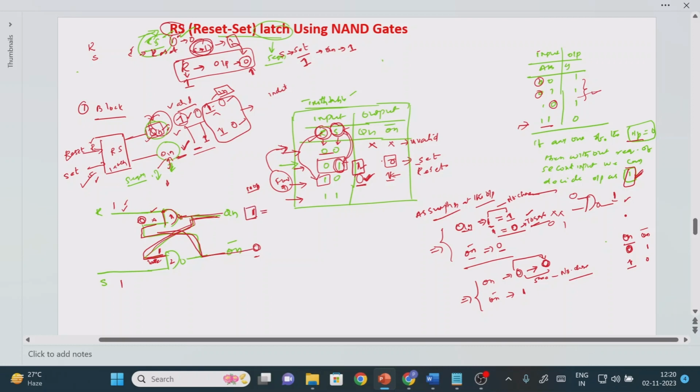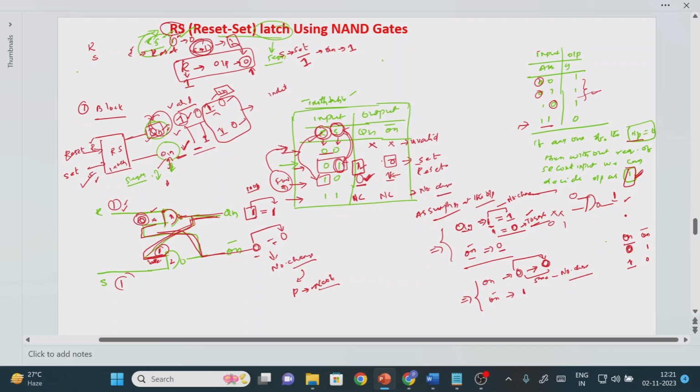This is the previous output, forget it. So 1 0 means what is the output value? 1, right? Next, again 1 1 means what is the output value as per the truth table? 0, right? It means the assumption value equals the final value. If assumption value equals final value, then it is called the no change condition. No change condition means whatever output was generated previously, the same output we copy into the next level also. This is what we call the no change condition, right?